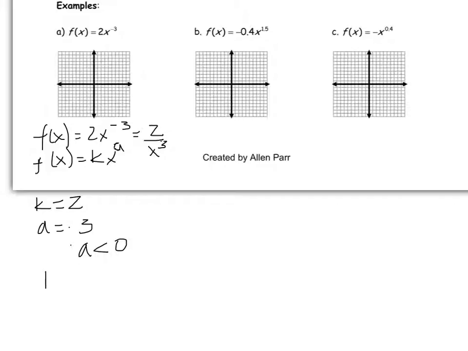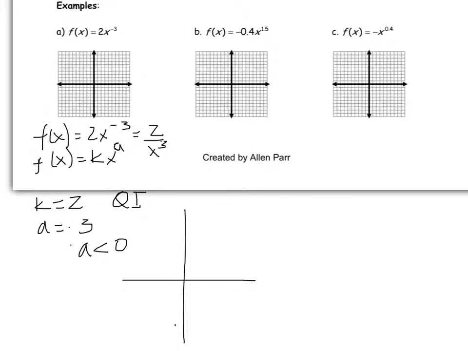My k value is 2, which means it's positive, so half of my function is going to be in quadrant 1. I don't think I can do this on this piece, so I'm going to graph this one right here. My pen is way too thick to get on that graph, but that's alright, you can follow along.